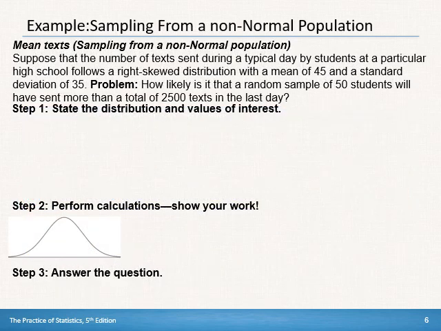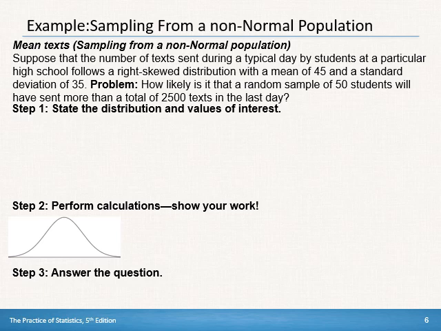All right, so let's look at an example. And we're going to use our 3 steps here. Suppose that the number of texts sent during a typical day by students at a particular high school follows a right skewed distribution with a mean of 45 and a standard deviation of 35.